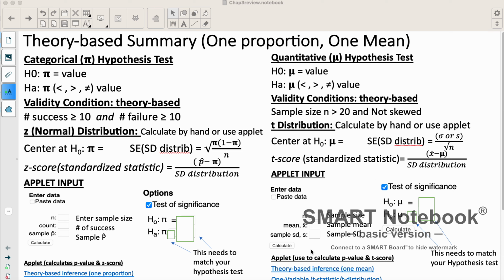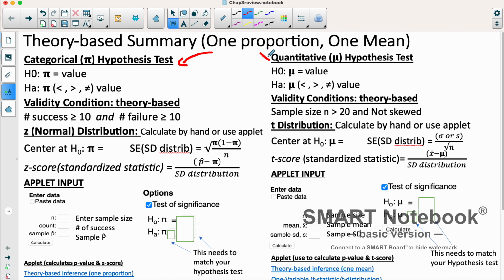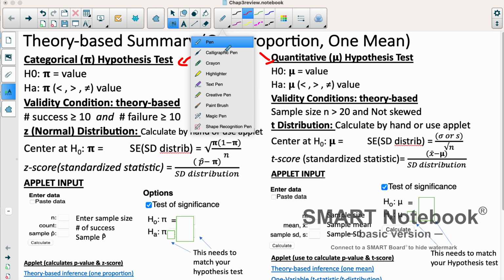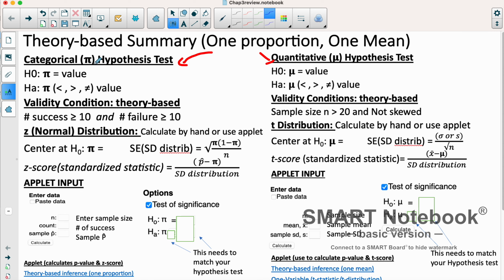3.3. Specifically, this is 3.3 problems for both one proportion and one mean using a theory-based approach. So this is the summary page I just want to point you to, sort of broken into two parts. Here's my proportion, here's my quantitative game plan. All right, so of course, if we have categorical data, we have pi.